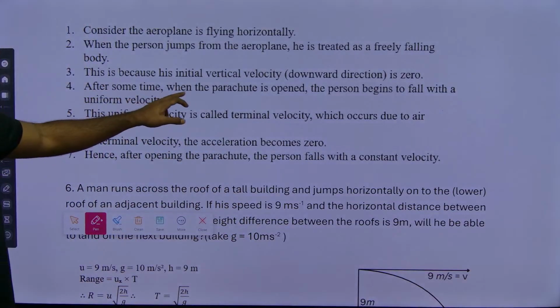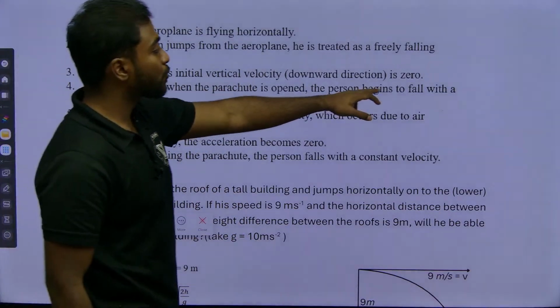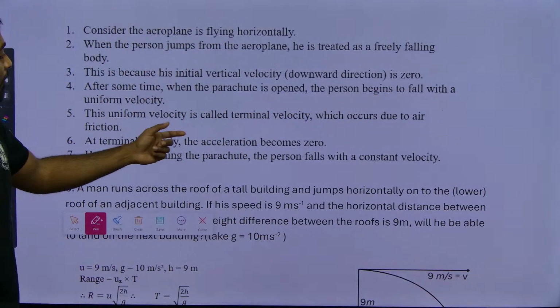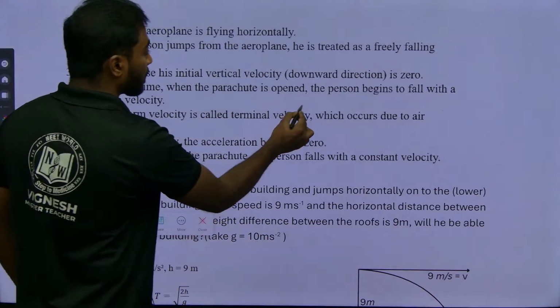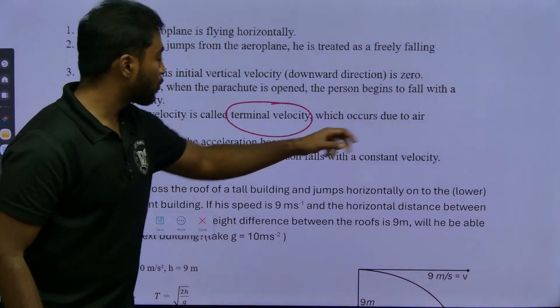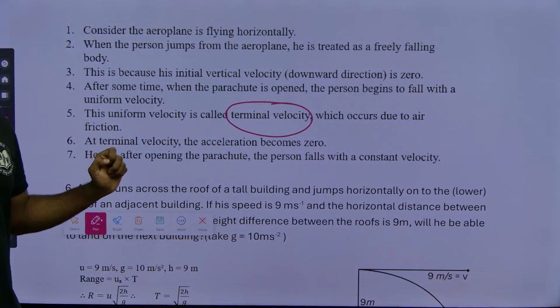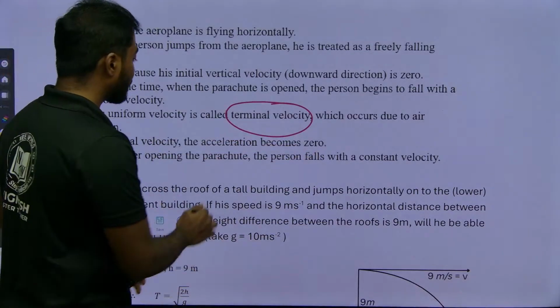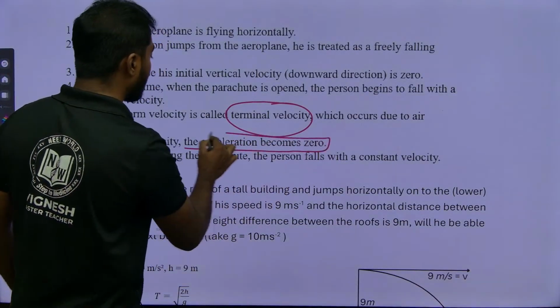After some time, when the parachute is opened, the person begins to fall with uniform velocity. This uniform velocity is called terminal velocity, which occurs due to air friction. At terminal velocity, the acceleration becomes 0.